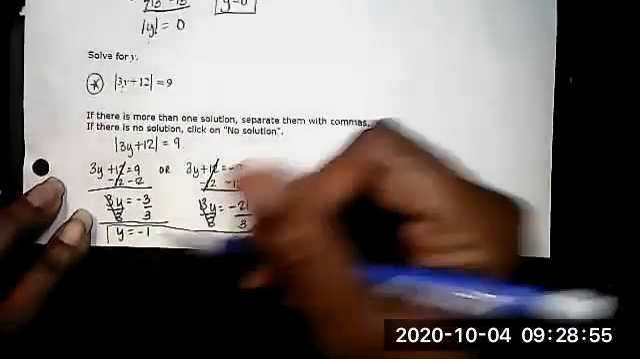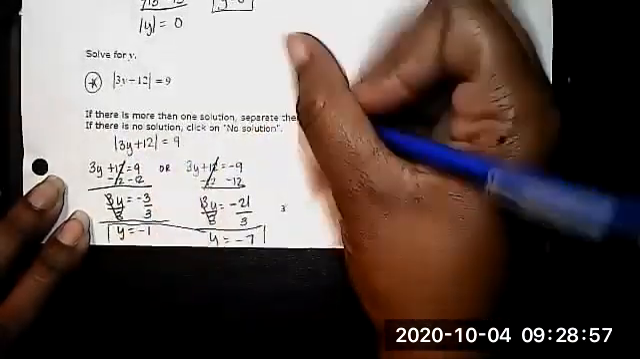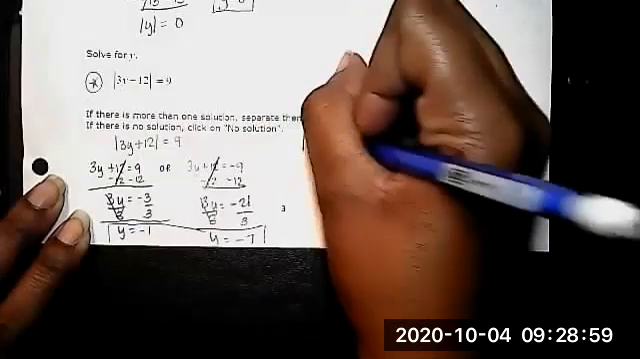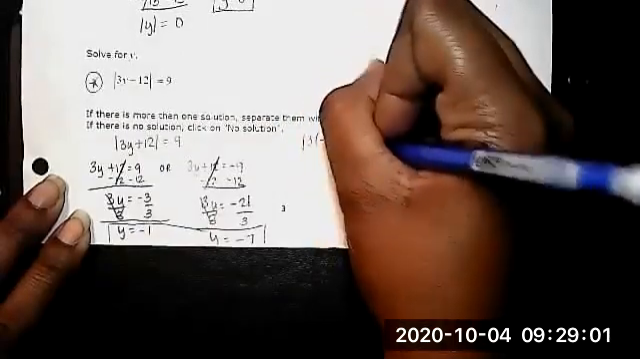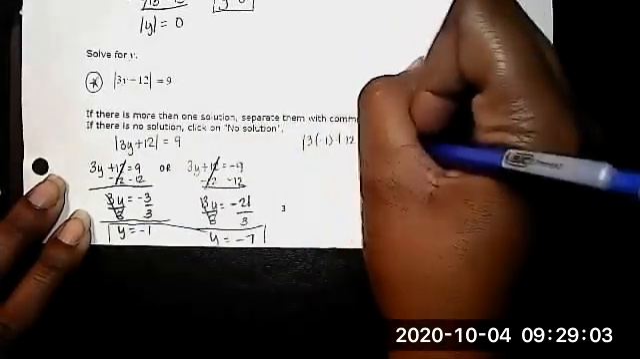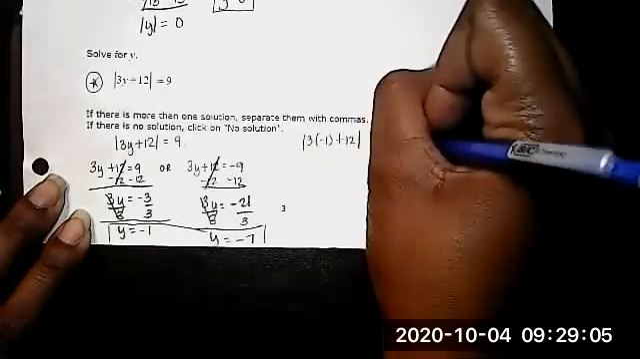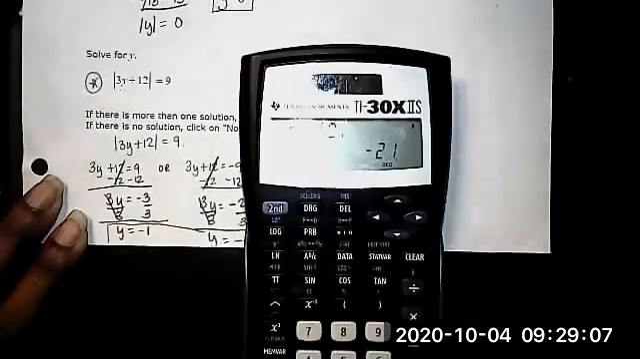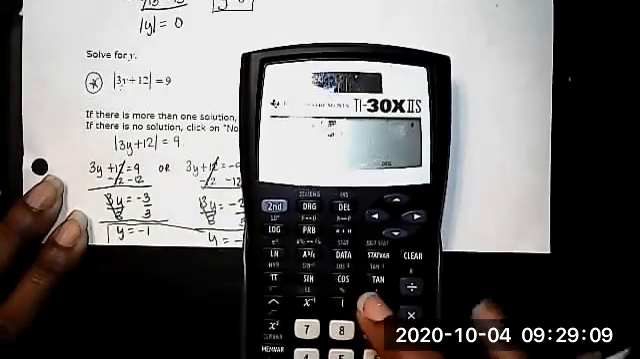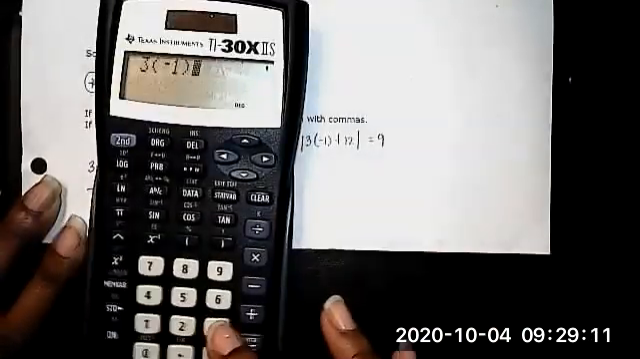Either one is true. How do you know they're true? If you replace here, let's say 3 times negative 1 plus 12 equals 9. So if I put that in my calculator, 3 times negative 1 plus 12.